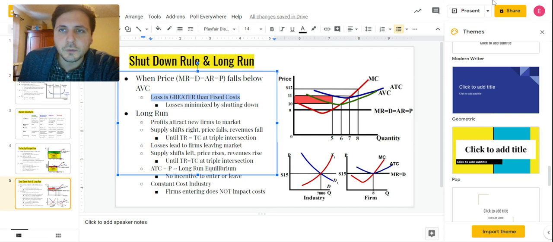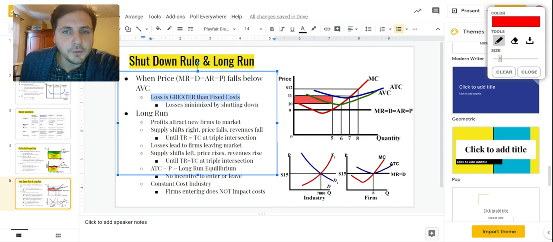So we take a look at this graph over here. We see our profit maximizing, or we can also say our loss minimizing point, is going to be where MR equals MC, right here, quantity of 5. And at a quantity of 5, total revenue, which is price times quantity, is 45. Our total cost is 11 times 5, which is 55. So we have a loss of $10.